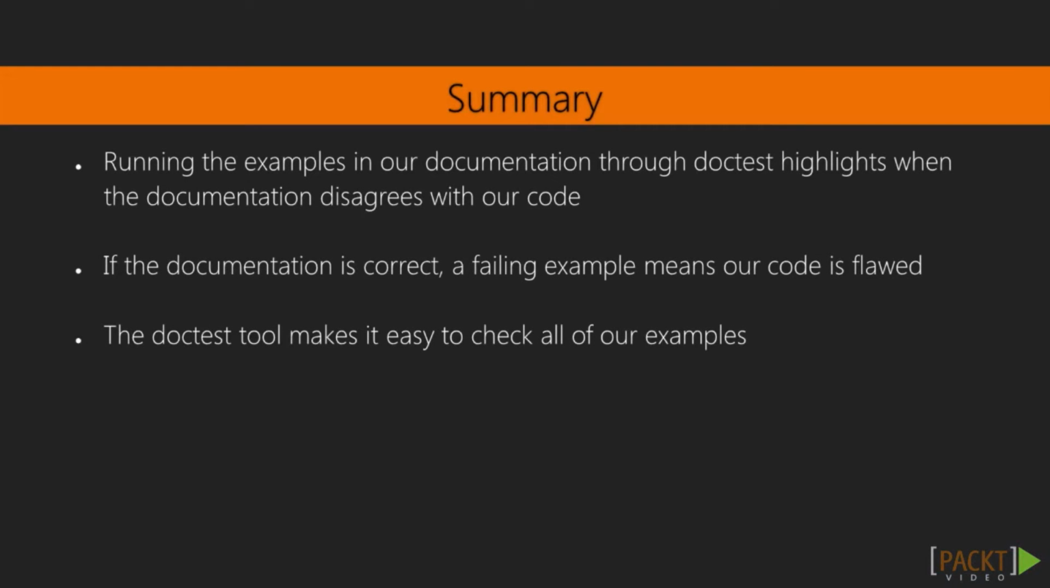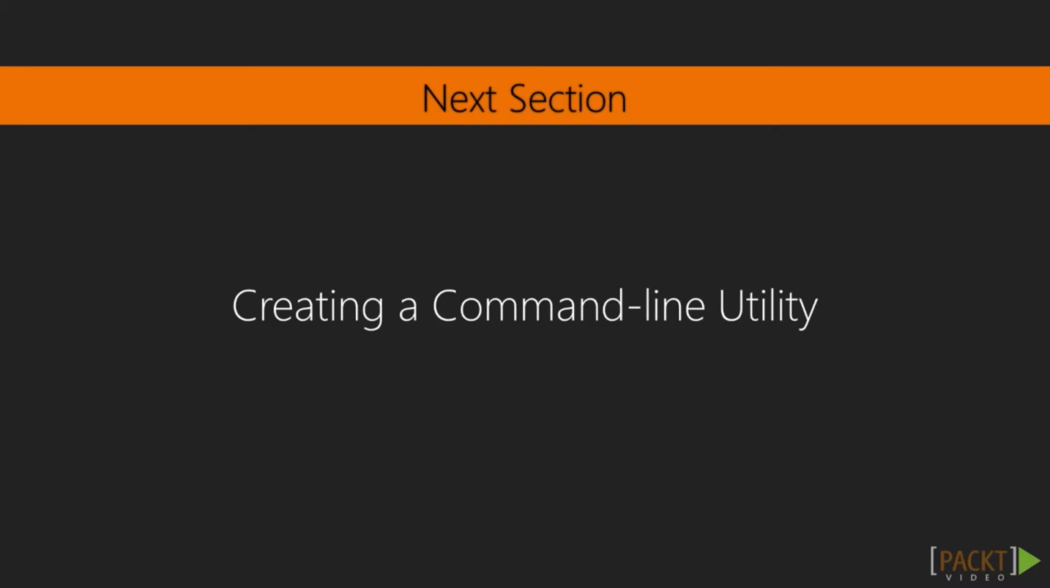So running the examples in our documentation through doctest highlights when the documentation disagrees with the code. If the documentation is correct, a failing example means our code is flawed. Similarly, if the code is correct, then the documentation needs to be updated. The doctest tool makes it easy to check all of our examples. That's it for the basic best practices section. In the next section, we'll see about putting together a command line utility program.